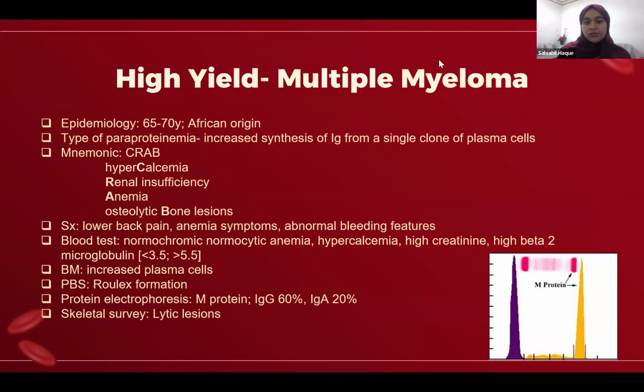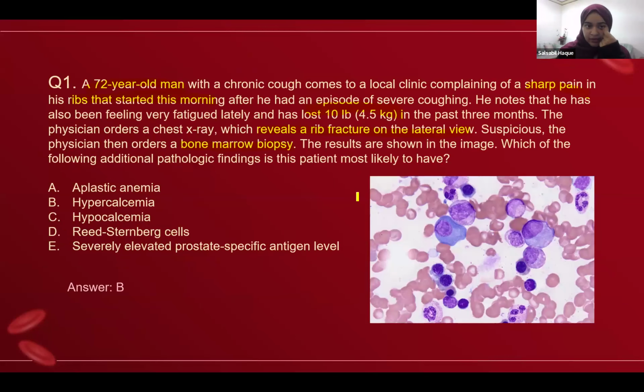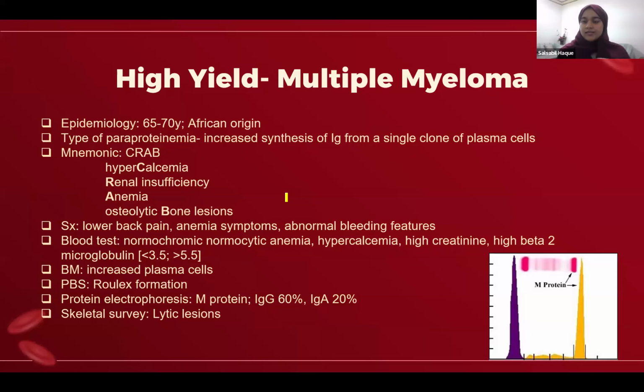So in this case, he's been having rib fractures because calcium is being taken away from the bone and into the blood, which is why he has hypercalcemia and osteolytic bone lesions. Symptoms in multiple myeloma would include lower back pain, makes sense, and then anemia, of course, and abnormal bleeding features.